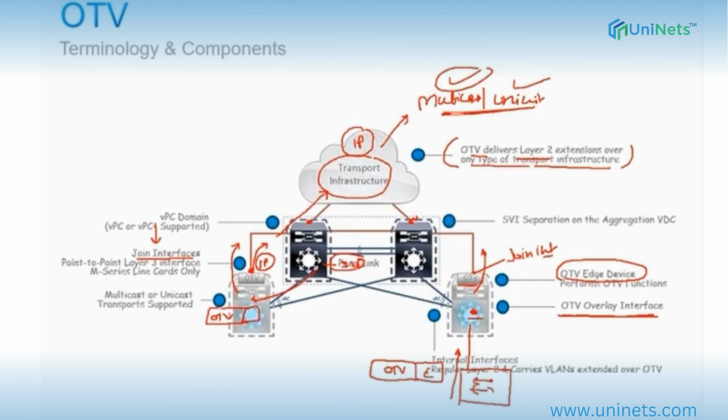Now those interfaces through which our local LAN is connected to our edge device, we say as an internal interface. So internal interfaces are those interfaces on the OTV edge device through which we can connect our existing layer 2 switches or layer 3 switches, I mean Ethernet switches, over which there should be no OTV configuration, right?